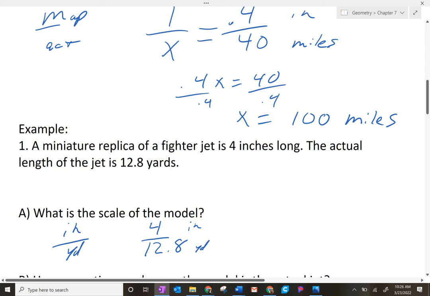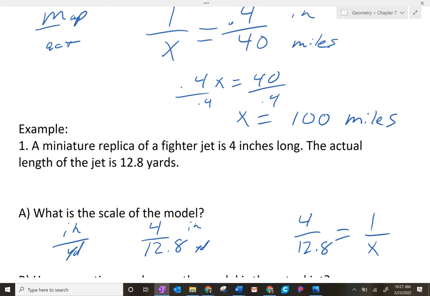When we are dealing with the scale, we want to make sure that the number we use, because it makes it a lot easier, is going to be a 1. If we can compare everything to 1 inch, we can figure that out. So if I wanted to change the top to 1 inch, I can set it up as cross multiplication. I could set it up as 4 over 12.8 equals 1 over x, and cross multiply and figure it out.